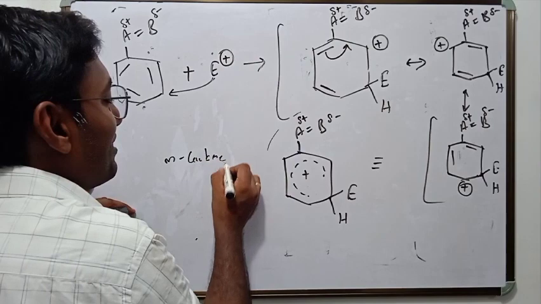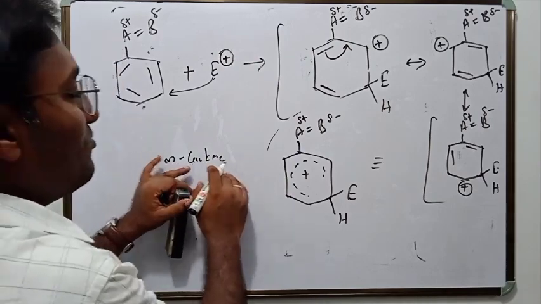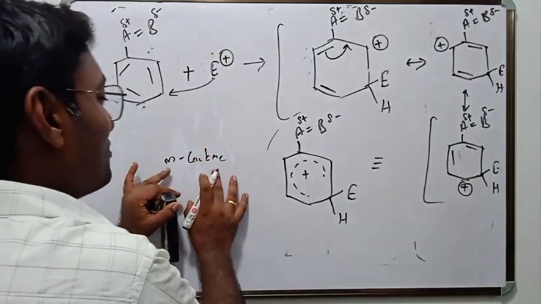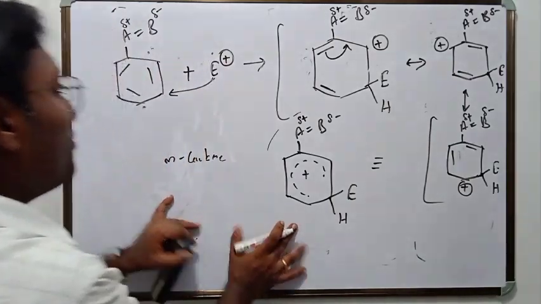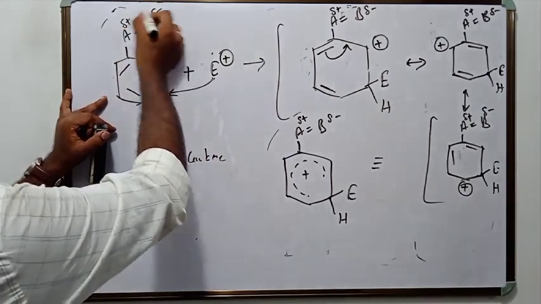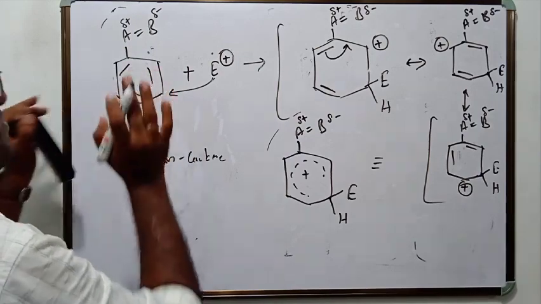And because meta carbocation formation will be favored, meta carbocation will be formed more. And because of that, meta product will be formed more. So meta product is formed more when electron withdrawing group is present. Therefore, electron withdrawing group is said to be meta director.